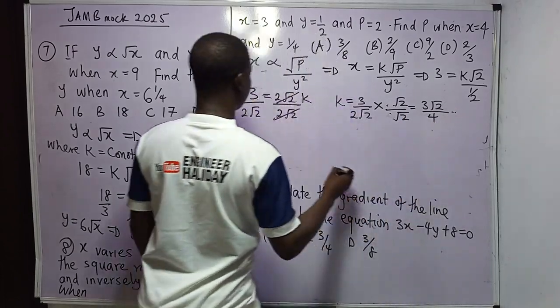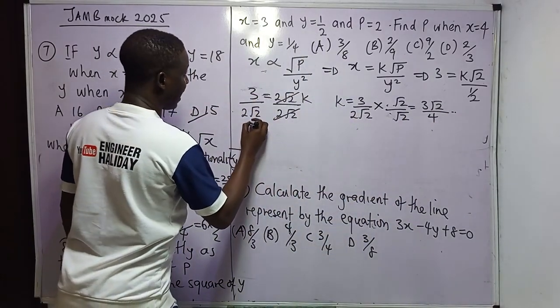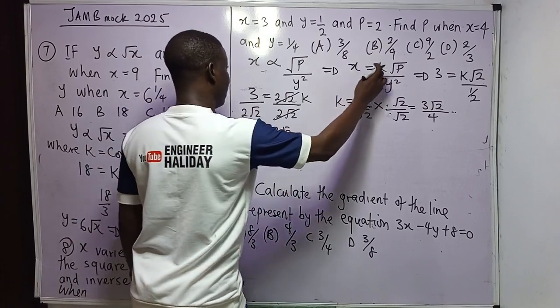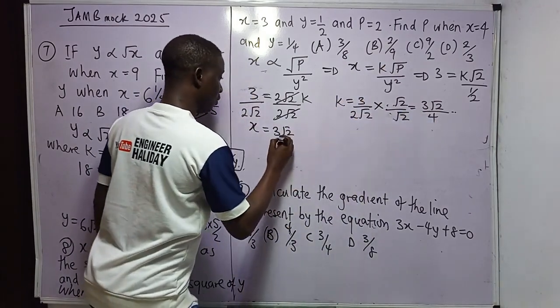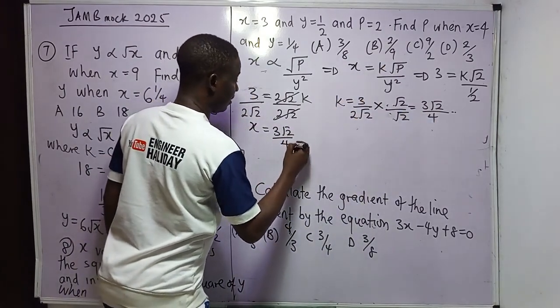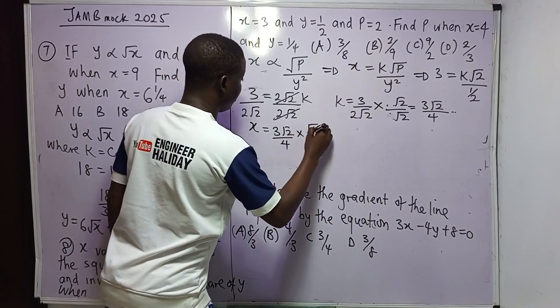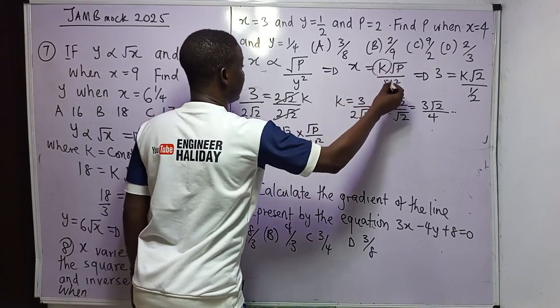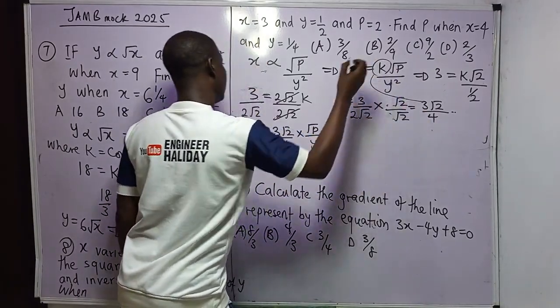So we leave it that one. So that means our x equals to what? 3 root 2, which is the constant now, k is over 4 times what? Root p over y squared. And we just only substitute what? The k that we have gotten into that one.